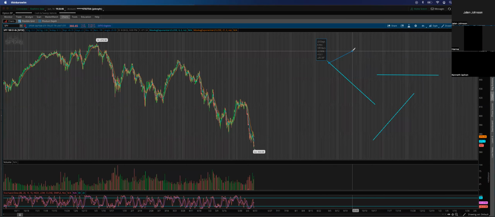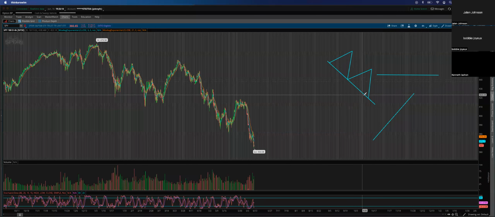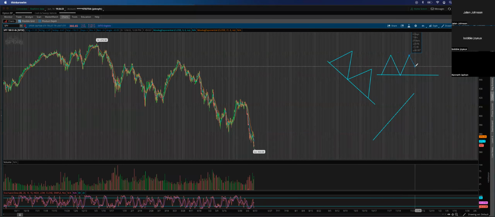So let's draw some examples. We had it bounce 1, 2, come back up, and bounce 3, right? So we got 1, 2, and 3. That makes it a valid trend line. Let's do another example here. 1, 2, and 3, pretty much the same way. So as long as it touched 3 times, you have a valid trend line, right?